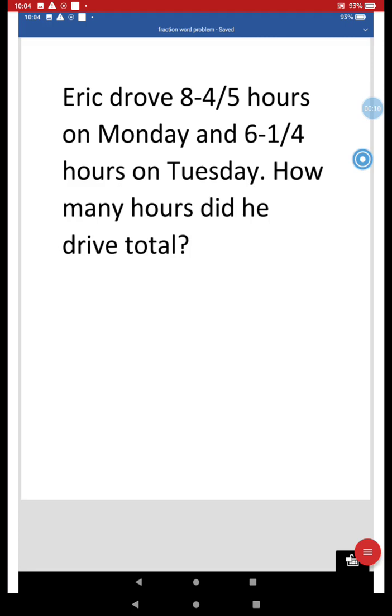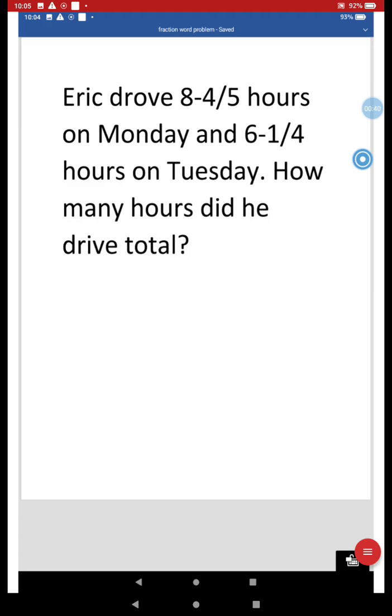This is going to be going along with toucan fraction number 23. We're still going to be studying fractions and word problems, but now we're going to be working with mixed numbers. So it's going to be a little bit harder, but working with word problems helps us realize how fractions are used in real life. Let's read this problem together.